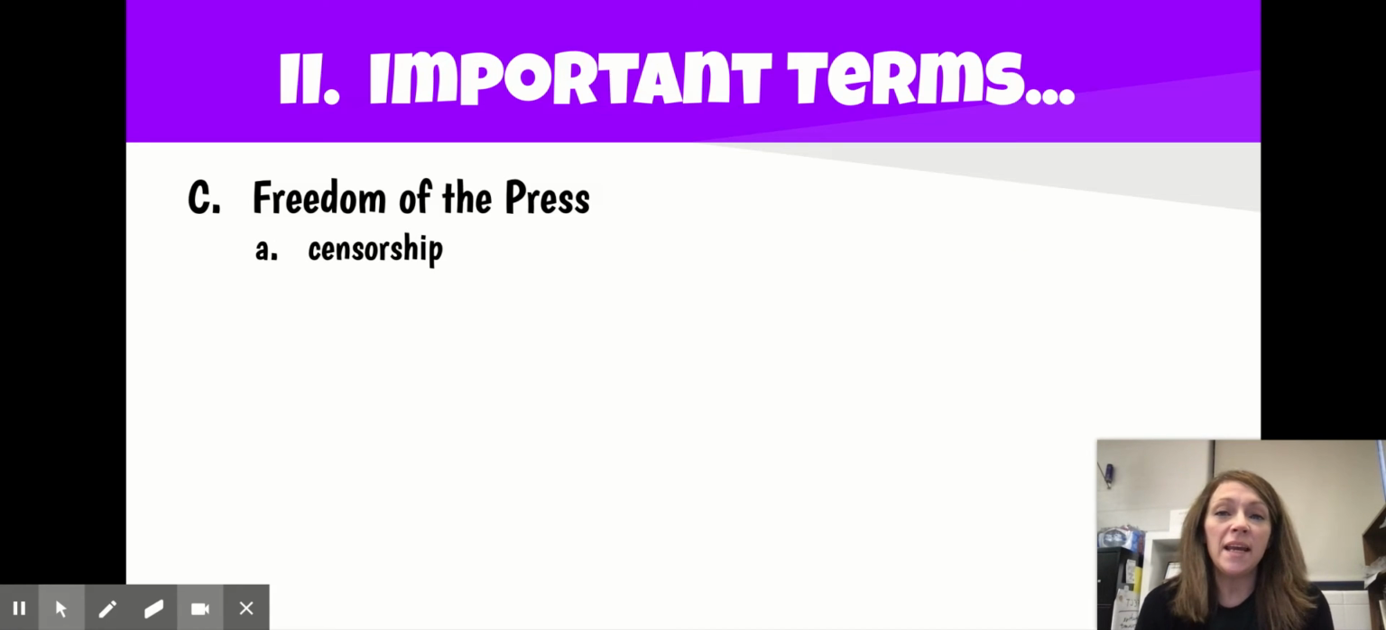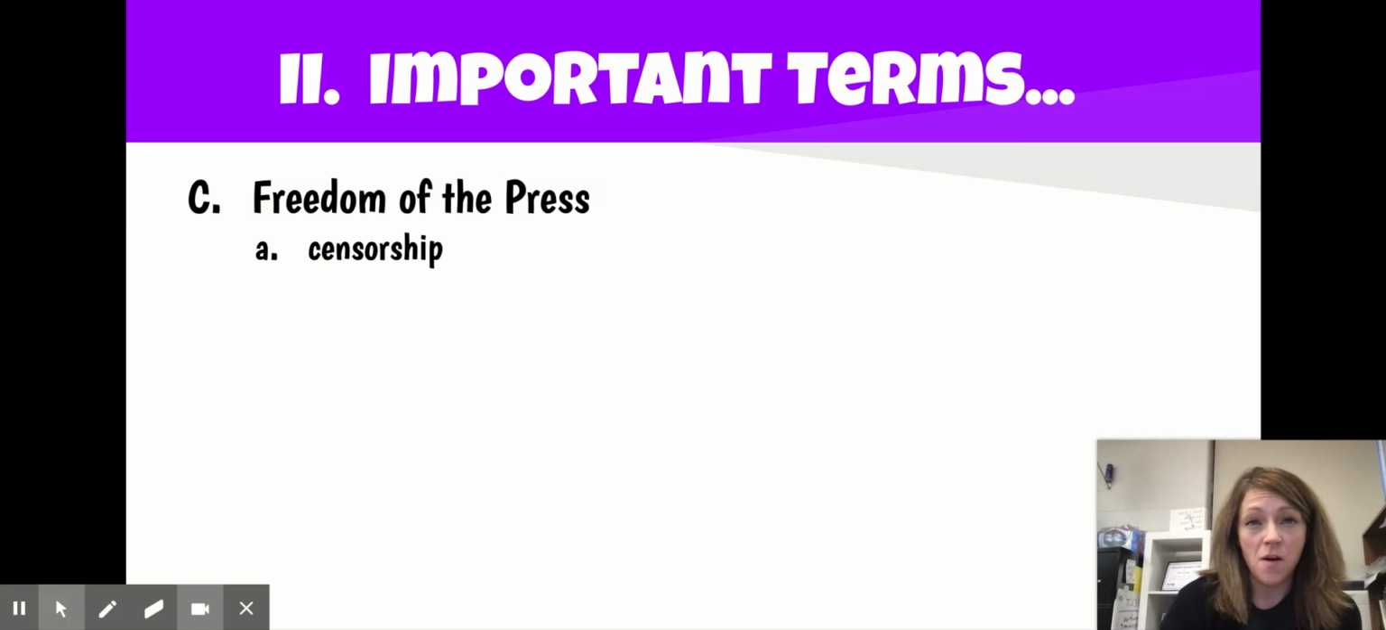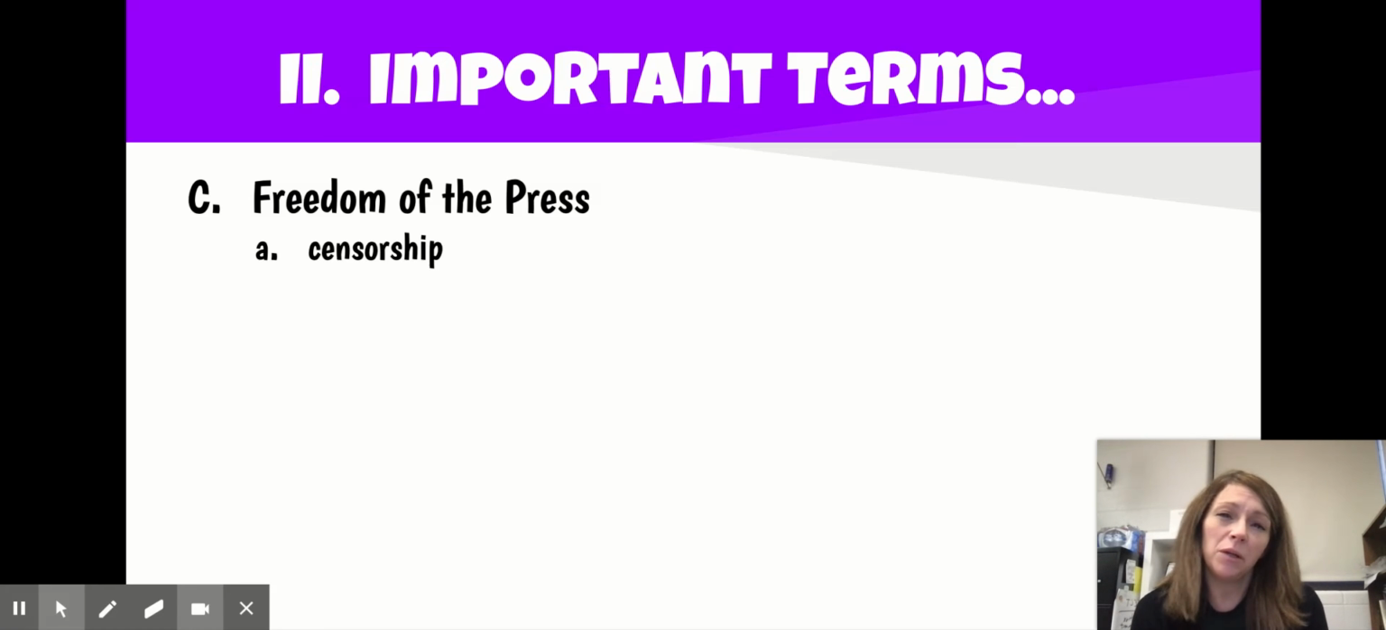So when, if ever, do you think the press should be censored? That term censorship means that you can publish some stuff, but you can't publish other stuff. Is there any time that you can think of where the press might need to be censored?